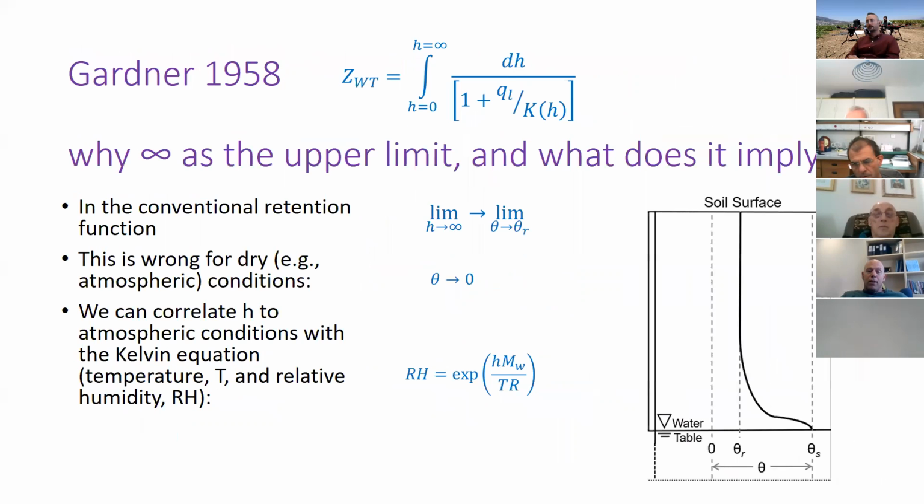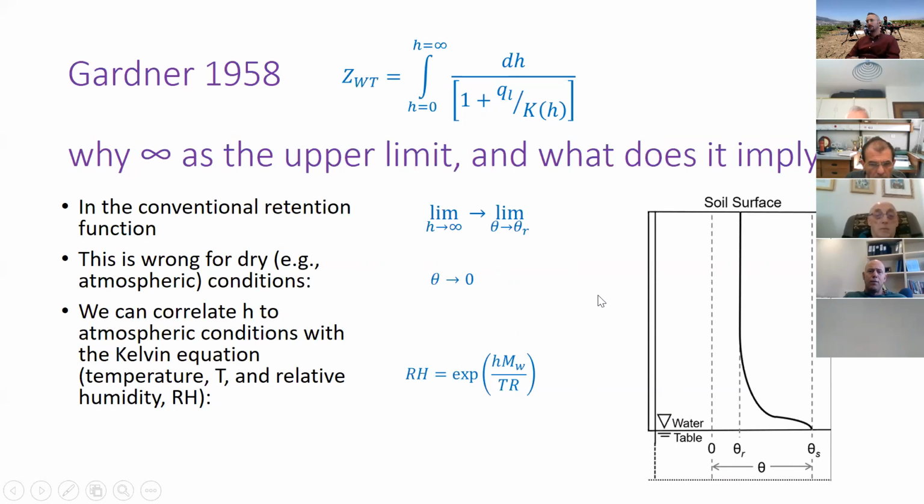But when you think about the real problem, we go to drier conditions, we go to the atmosphere, and we can evaporate those residual water contents. Residual water content, we can define it differently, but essentially it is the water content below which we don't have water flow. So if we look at the Richards equation, as h goes to infinity, theta goes to theta r, but in our problem, we should look at theta that goes to 0. And we can correlate atmospheric conditions to a much lower hydraulic head or pressure, matric potential, by the Kelvin equation.